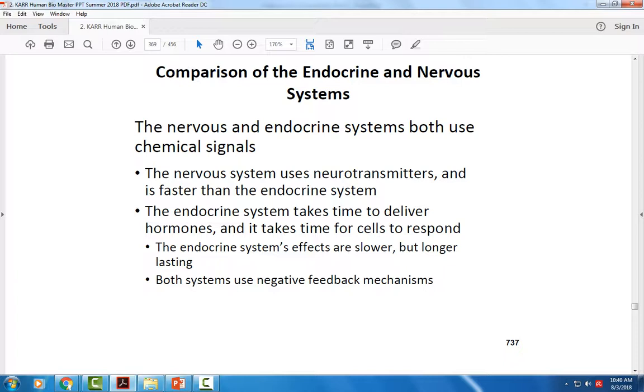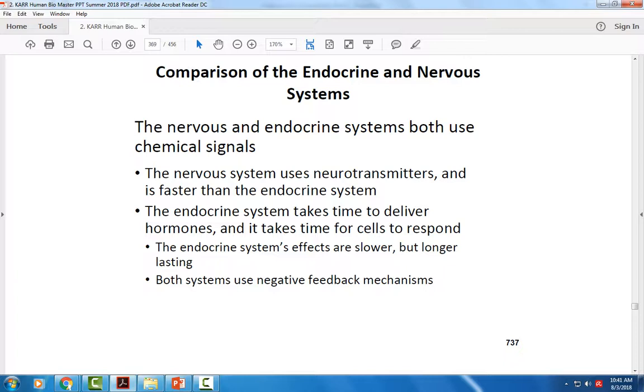And because of that also, it takes a little longer for those hormones to be broken down and metabolized by the body. So the effects of endocrine function are a little slower, but they last longer, all because those hormones are widespread through the bloodstream versus a neurotransmitter that acts directly on a target cell and stimulates it right away and is broken down right away. So the endocrine system takes longer to kick in and lasts longer once those hormones are distributed throughout the body.